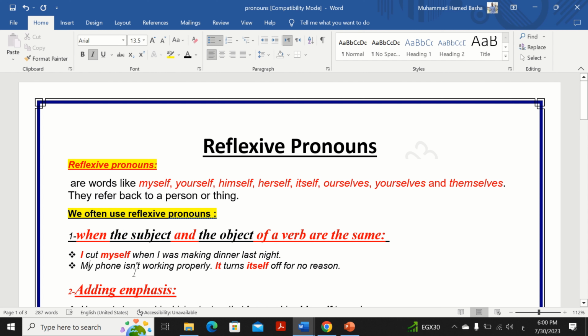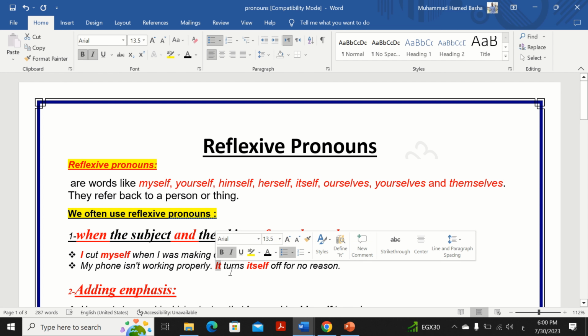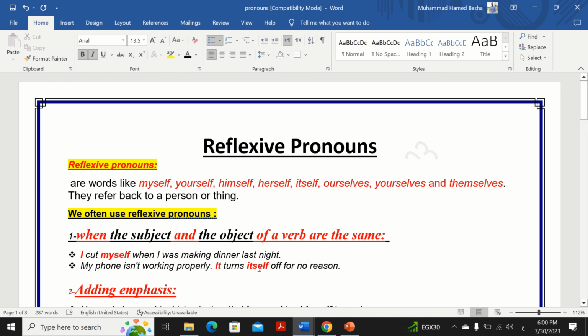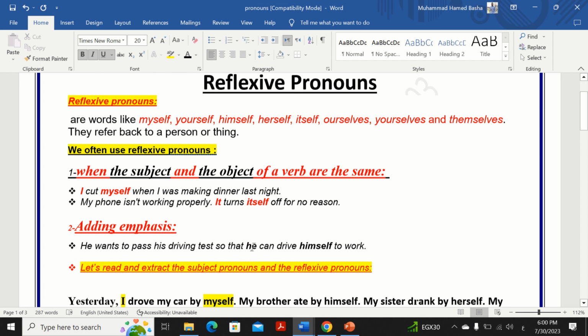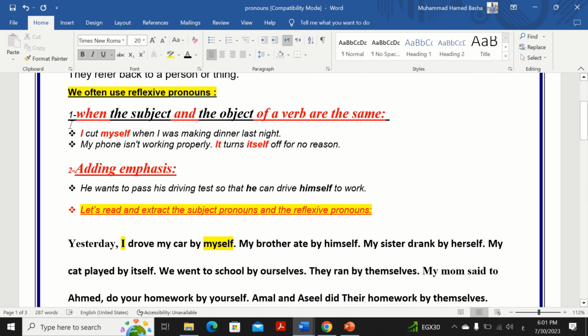My phone isn't working properly, it turns itself off for no reason. It here is the subject of this sentence, and itself is the object, and turns is the verb for both the subject and the object. So we often use reflexive pronouns when the subject and the object of a verb are the same, like these sentences here.